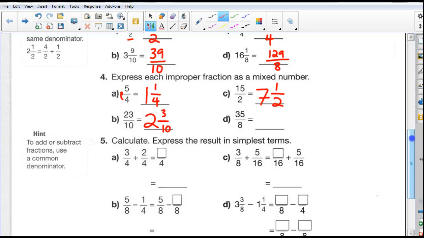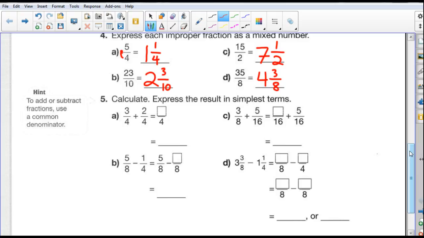8 into 35. I have the fraction 35 over 8. 8 goes into 35 how many times? 8 times 4 is 32. It has to be below 35, so I know it's at least 4, so my whole number is 4. 8 times 4 is 32. The difference between 35 and 32 is 3. So I have 3 remainder, and I put it over my denominator of 8. So that's how you convert between proper and improper fractions. Okay?